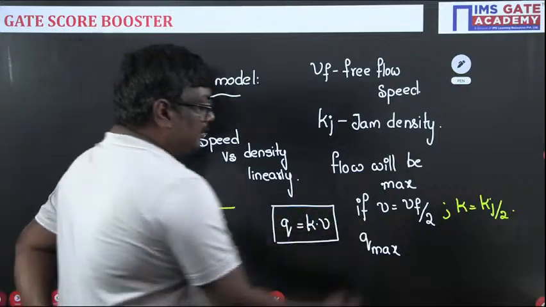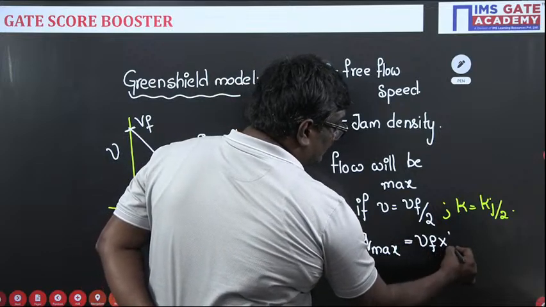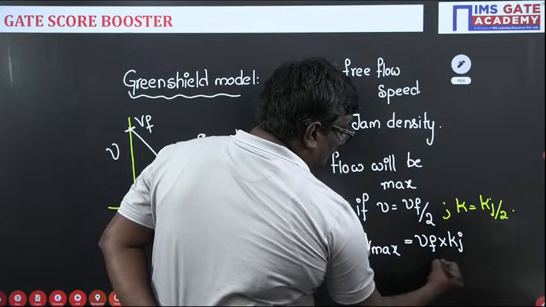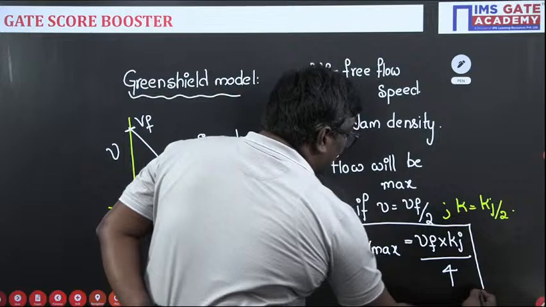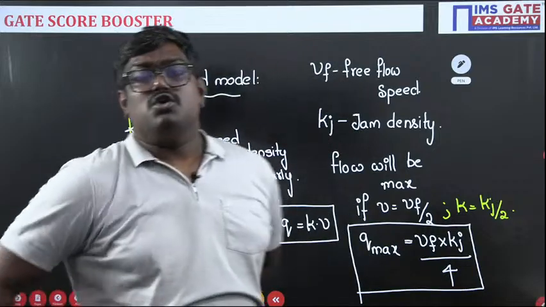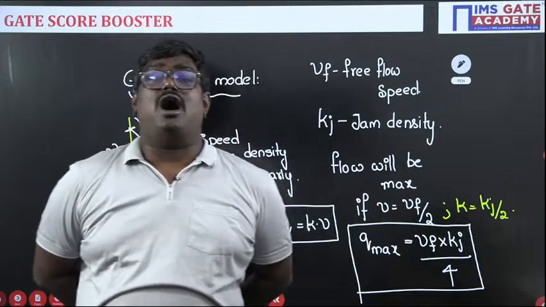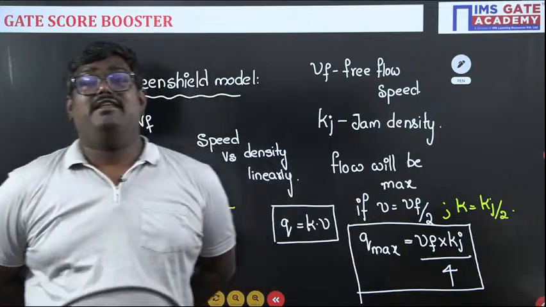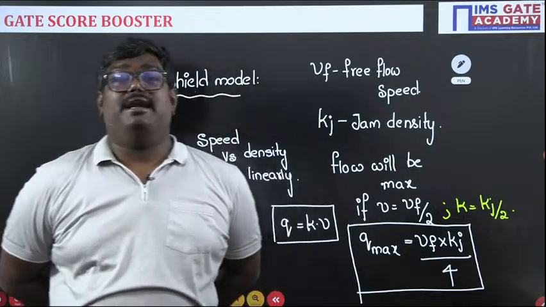So here, maximum traffic flow can be written as Vf into Kj upon 4. Okay, so this is the formula for maximum traffic flow. For a flow to be maximum, the velocity should be equal to half of the free flow speed, and for a flow to be maximum, density should be equal to Kj by 2.